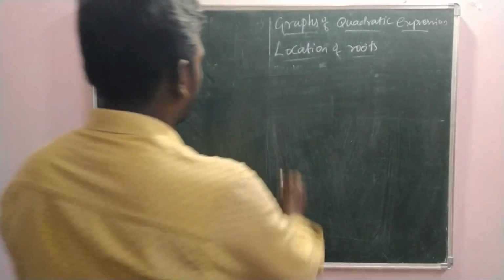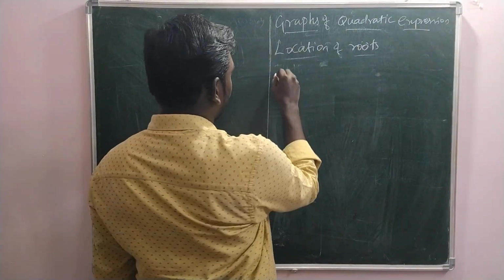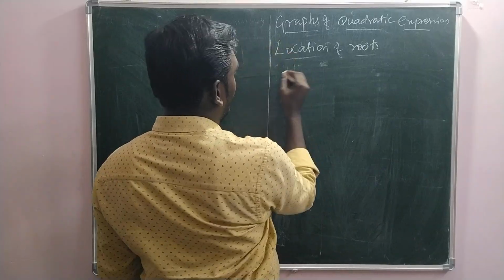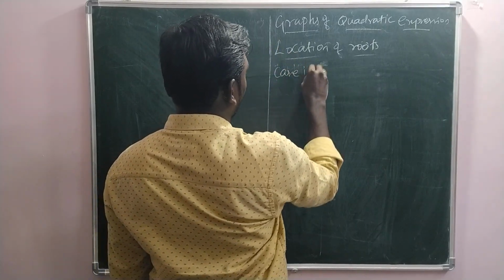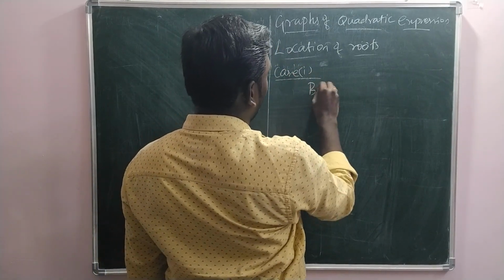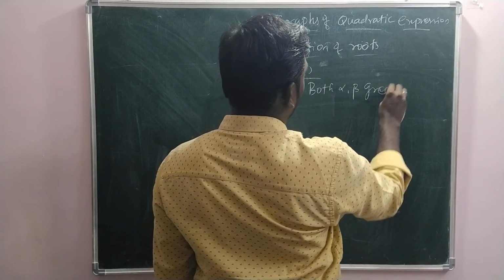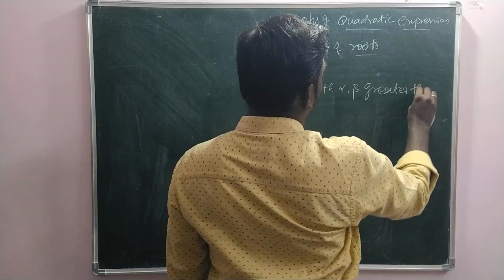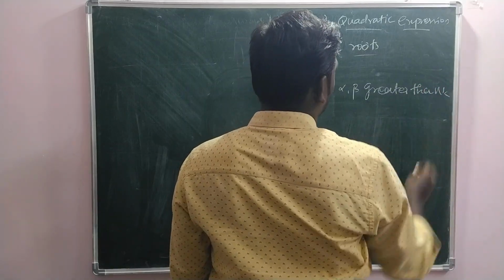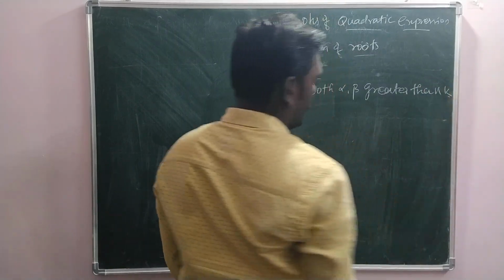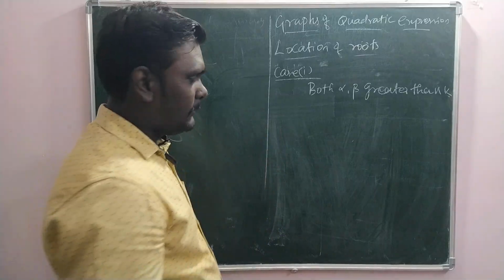The location of the roots, if this is the case 1, if both alpha and beta are greater than k, then we should check for 3 things.